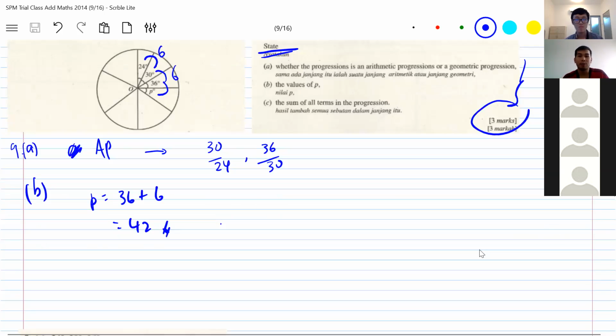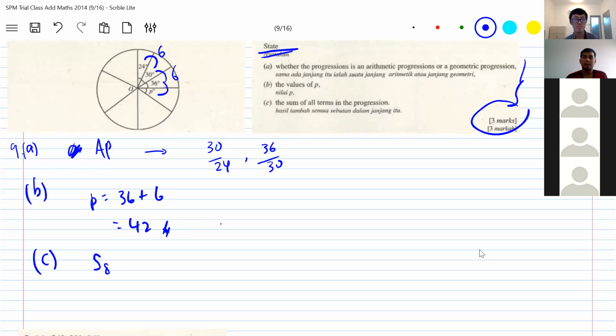Then you want to find the sum of all terms. As you can see here, there's 1, 2, 3, 4, 5, 6, 7, 8. There are 8 terms. So n for the sum of all terms is 8. The formula for the sum is n over 2 times (2a plus (n minus 1)d). Yep, that's the formula.